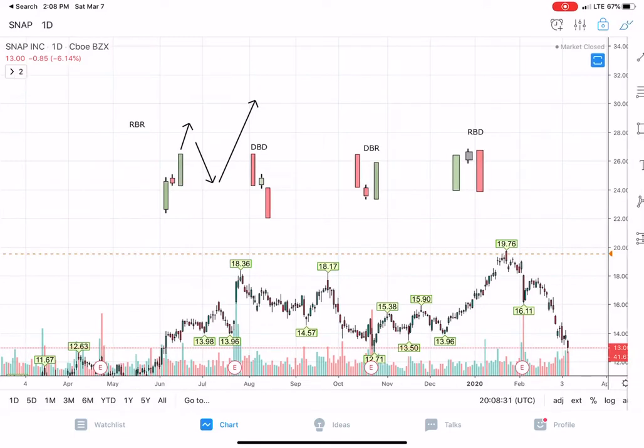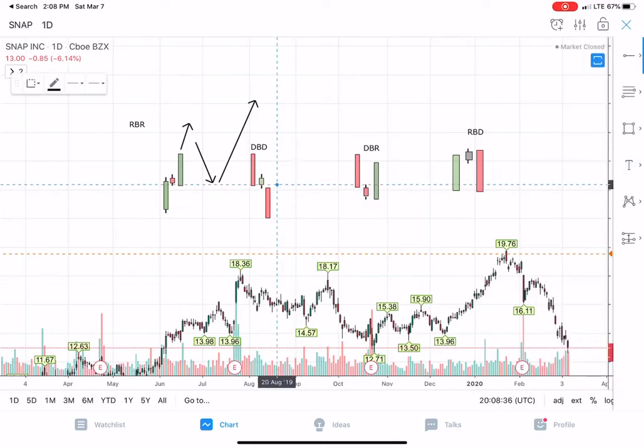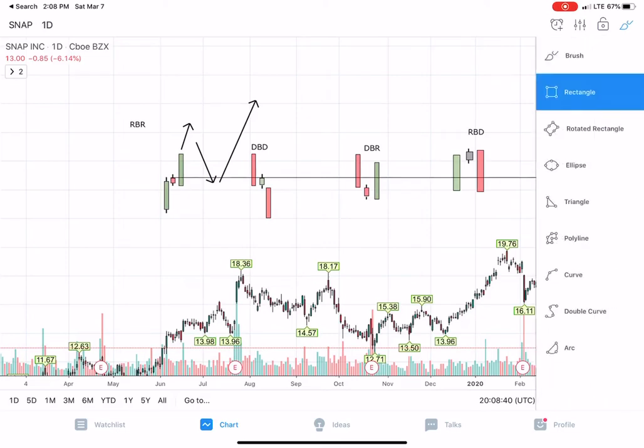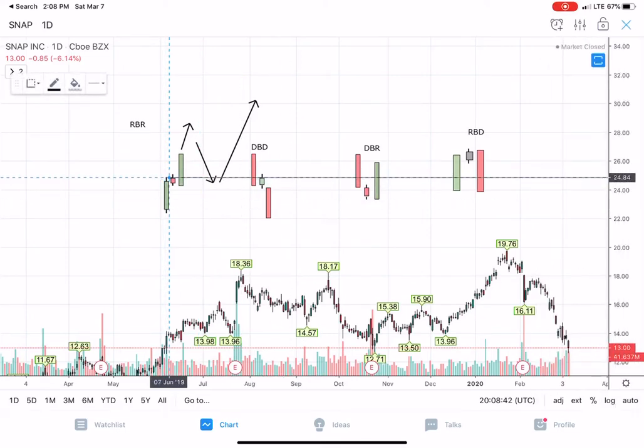So again, I take the open of the bearish candle prior to the rally in price. So here's the open, and I just take my box to the open. It's very subjective, you know.